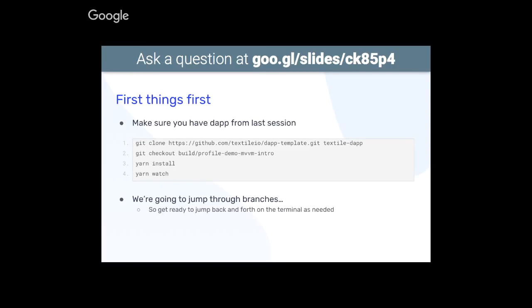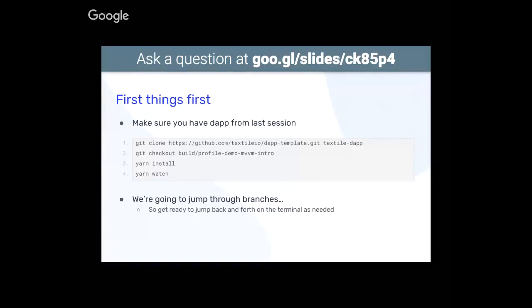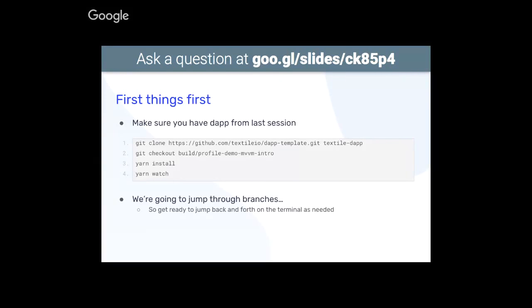So we're going to start with basically where we left off last session. If you want, you can just check out the build profile demo MVVM intro branch and install all the packages needed there, and then start developing on it by running yarn watch.